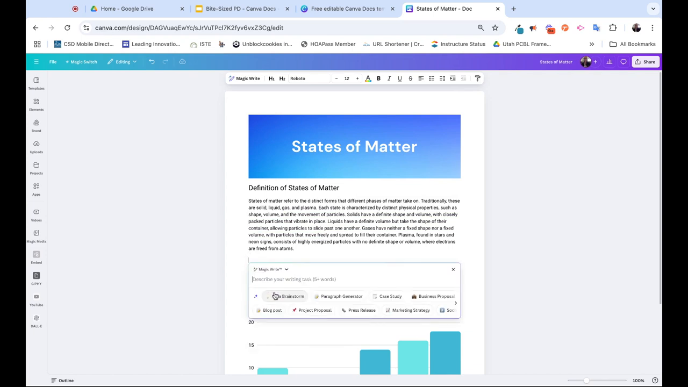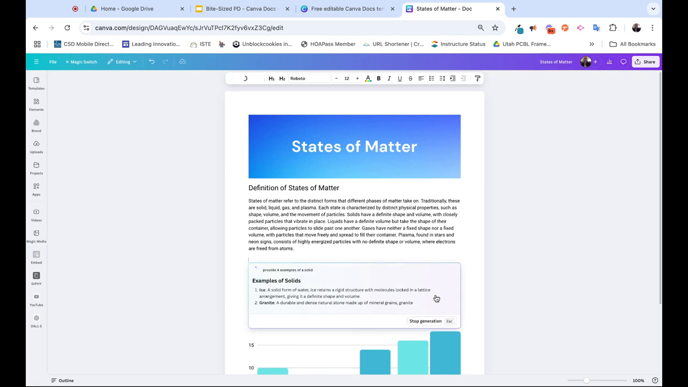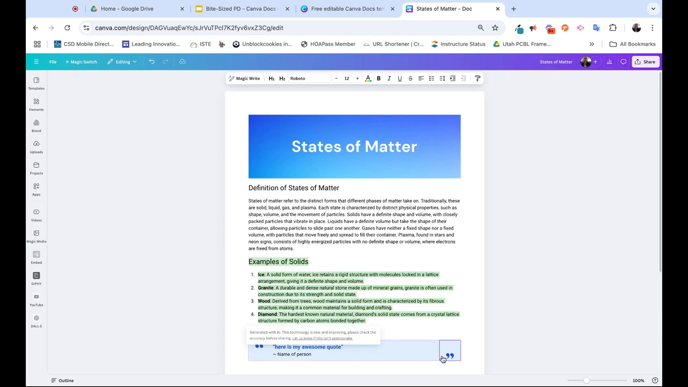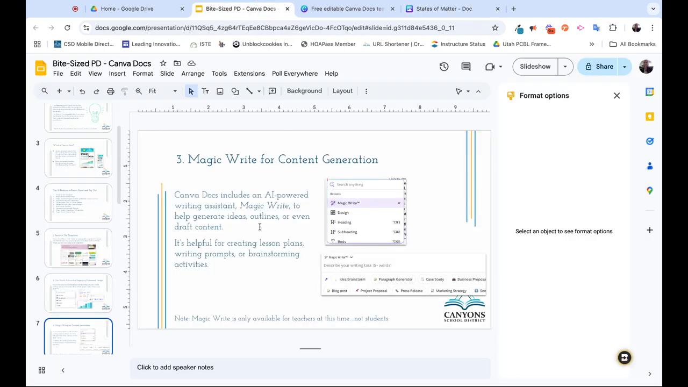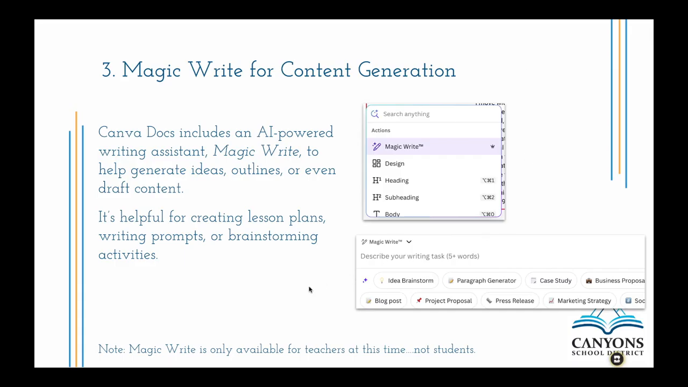So another example, I'll do one more with Magic Write. You can see where I can choose one of these to start from if I'm even looking for some questions. But I'm going to say, provide 4 examples of a solid. Click Generate. And I'm going to insert. And notice how it gave me, and I can go back and edit this if I want. And then I can even use the quick action if I wanted to add more content to it. So that is the Magic Write. Once again, available for teachers, not for students at this time.